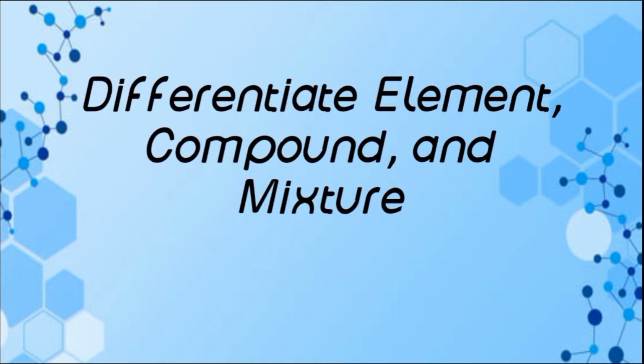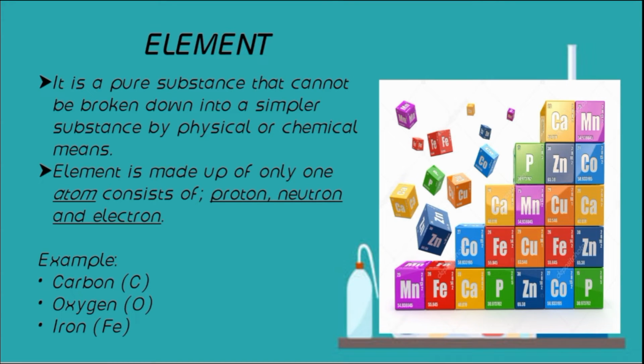So now let's differentiate element, compound, and mixture. So, element. It is a pure substance that cannot be broken down into a simpler substance by physical or chemical means. An element is made up of only one kind of atom, which consists of protons, neutrons, and electrons. The elements are arranged on the periodic table based on their number of protons. The number of protons of an element always stays the same. Each element also has its own unique set of properties.